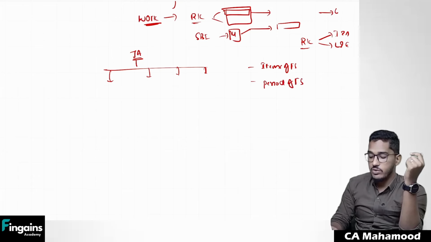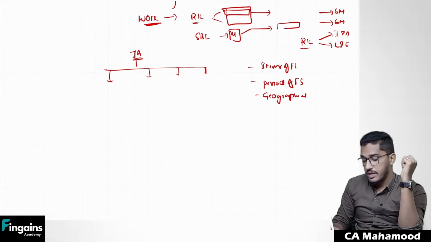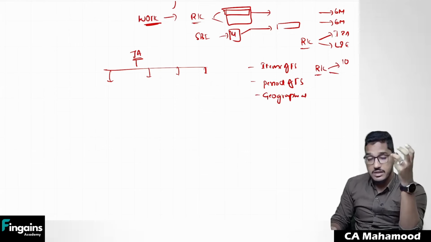One joint auditor is telling, I will look after first 6 months of data. Other joint auditor is telling, I will look after the next 6 months of the data. The work also can be divided on the basis of geographical locations. For example, one of the joint auditors of Reliance Industries Limited is telling, I will look after 10 states, other joint auditor is telling, I will look after the remaining states. So like that, work can be divided on the basis of geographical location.